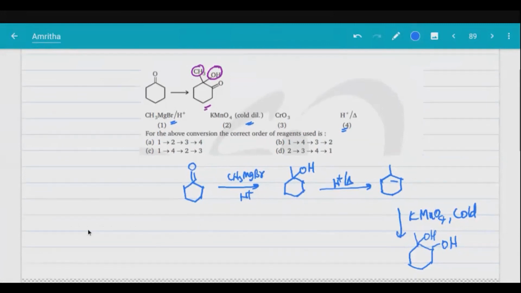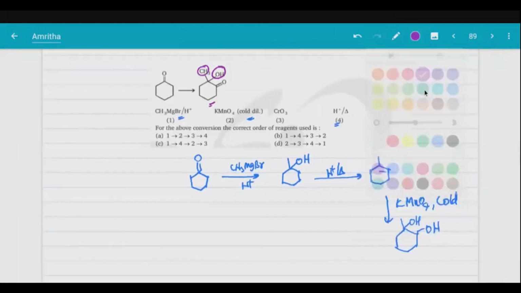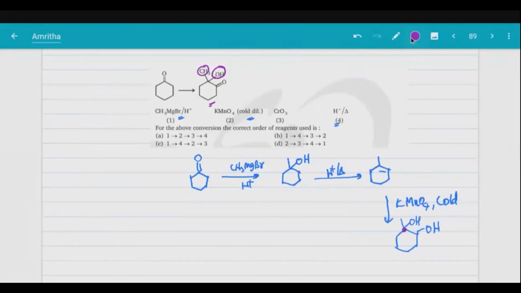After getting this, one of them is tertiary alcohol. Yes, this is tertiary alcohol, but this blue one is secondary alcohol. Only secondary alcohols will undergo oxidation with CrO3. See this OH, this secondary alcohol will give ketone. Done? Okay, fine. So option C is the correct answer.